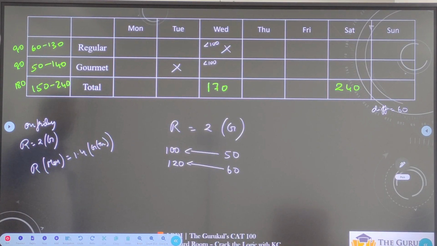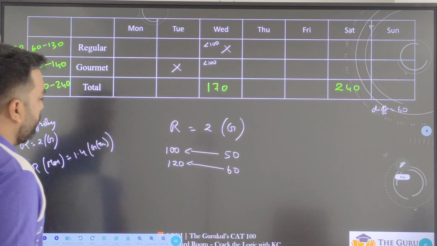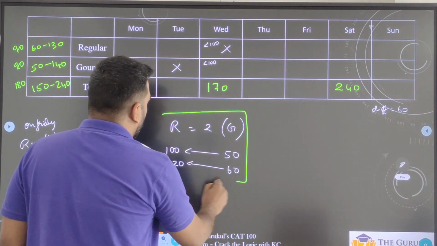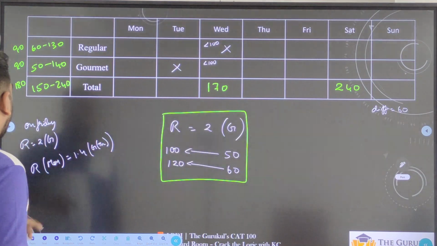The only 2 possibilities we can have are regular 100, 120 or gourmet 50 and 60. These are the 2 possibilities which we can have. Perfect. This is one thing which we can conclude. Very good. So first this one is done.